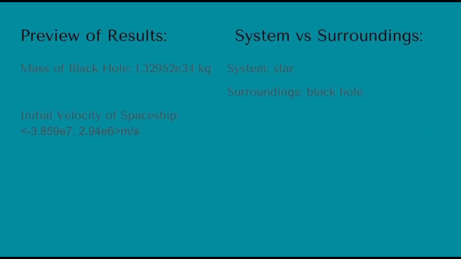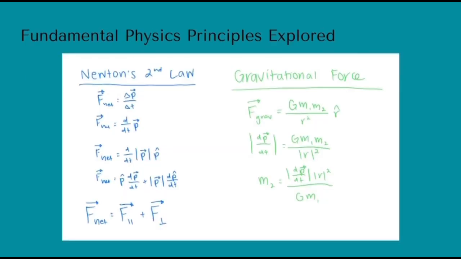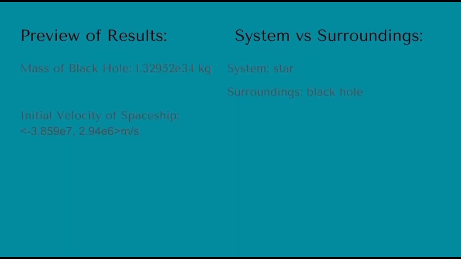So a preview of results. The mass of the black hole that we found is 1.32952 times 10 to the 34 kilograms, and the initial velocity of the spaceship is the vector with an x-component negative 3.859 times 10 to the 7, and a y-component of 2.94 times 10 to the 6 meters per second. And to differentiate our systems versus surroundings, the system is the star and the surroundings is the black hole.